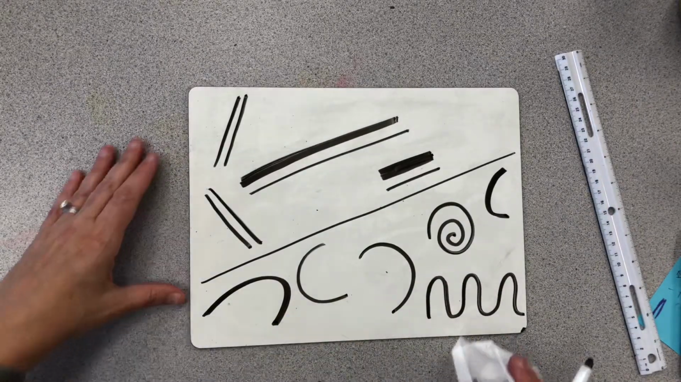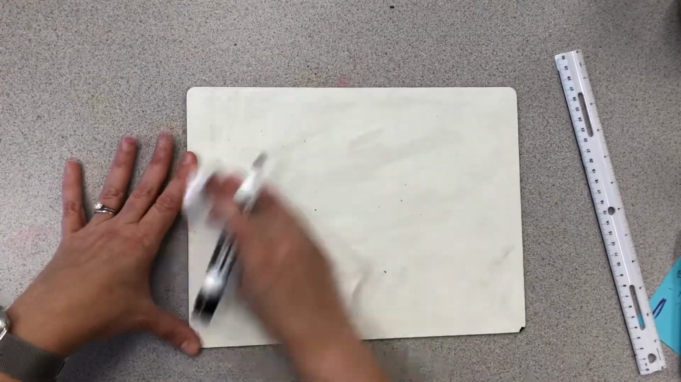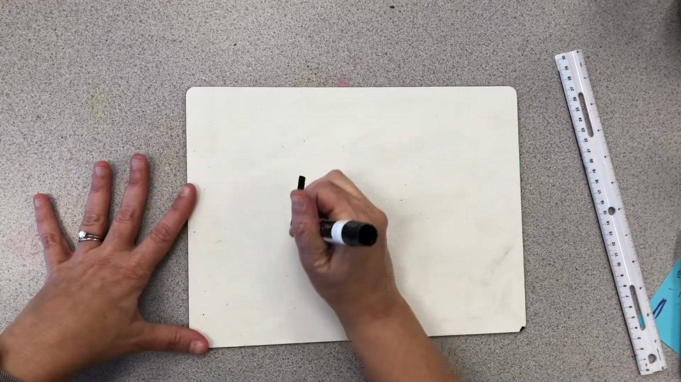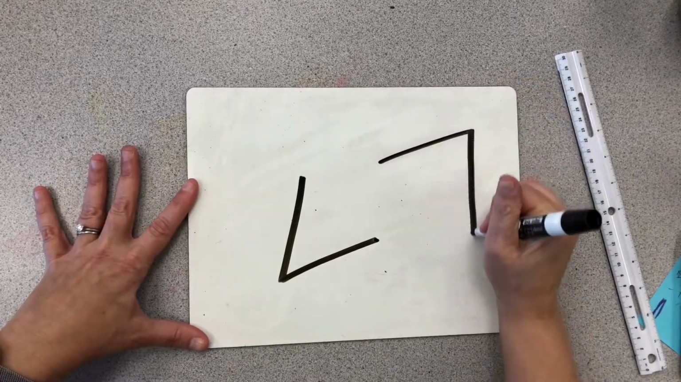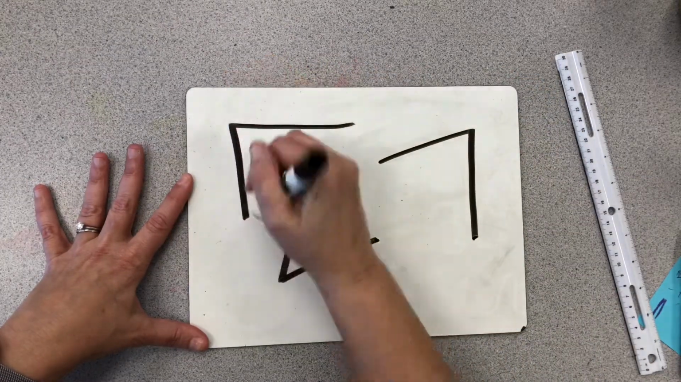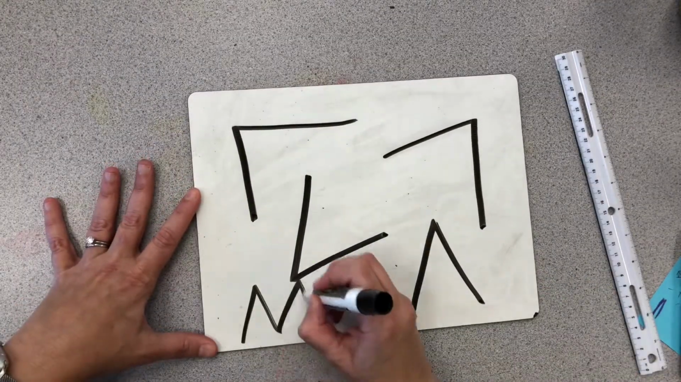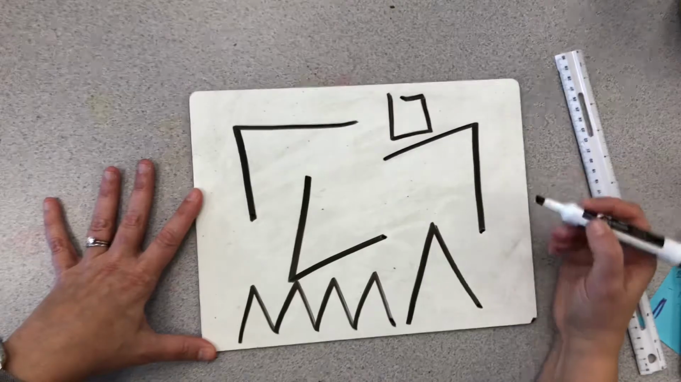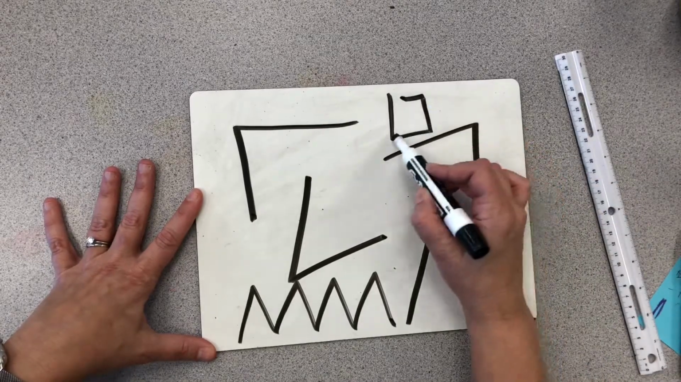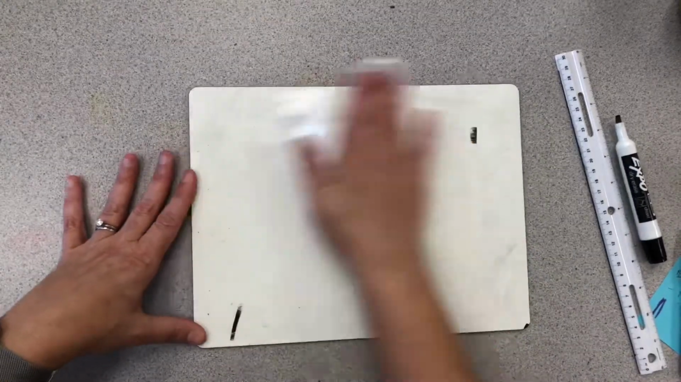Okay, and then the last line family is the angled line family. And that is a line that has a corner to it, also known as an angle. Zigzag lines are angled lines. That is an angled line because it has corners to it, okay? Basically, every single thing that you could draw is made up of those 5 basic elements of shape.